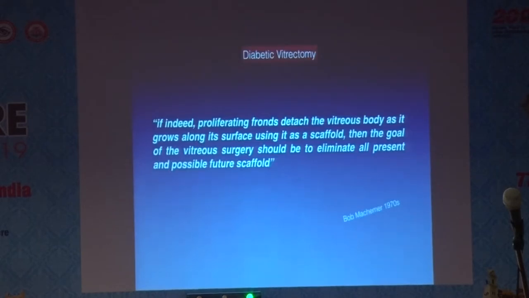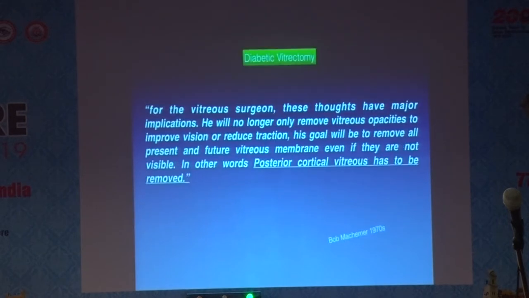Now this is very important. Way back in 1970, when Bob Machemer came out with his first monograph on diabetic vitrectomy, he said that the posterior cortical vitreous is most important and it acts as a scaffold for the fibrovascular tissue to grow on. He emphasized this, and I think it's very pertinent today. The reason I say this is that a lot of videos are being shown where they use the cutter. I will show you what I do to remove the posterior cortical vitreous, which has to be removed.